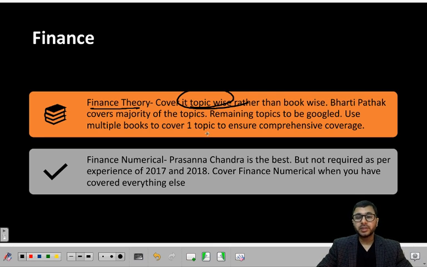Okay, so you go topic wise rather than going book wise. So keeping different books, whether it's Bharti Pathak or M.Y. Khan or any other book, is not bad. Don't be afraid of books, but try and cover everything topic wise, if you're covering on your own.